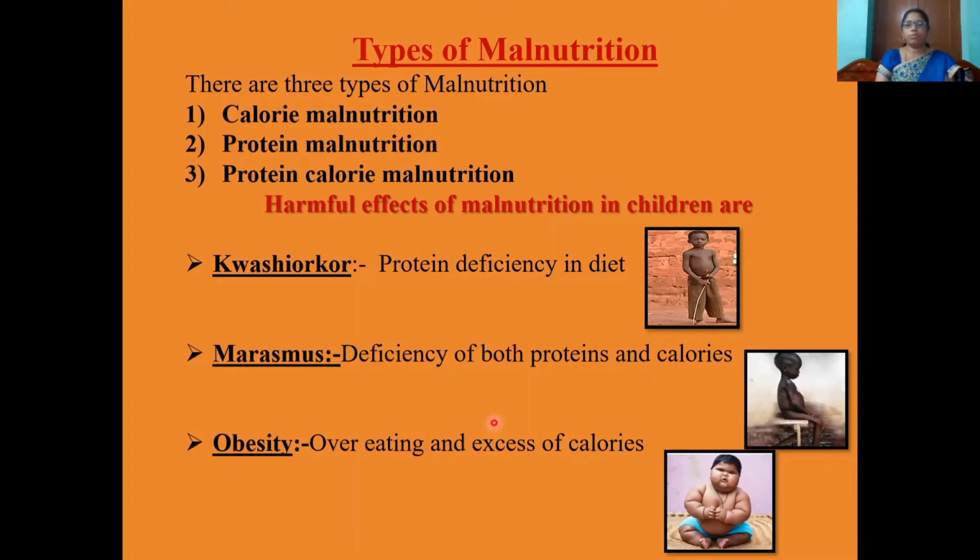Harmful effects of malnutrition in children are: first one is kwashiorkor. This is due to protein deficiency in the diet. Second one is marasmus. This is due to deficiency of both proteins and calories. And third one is obesity. This is due to overeating and excess of calories.